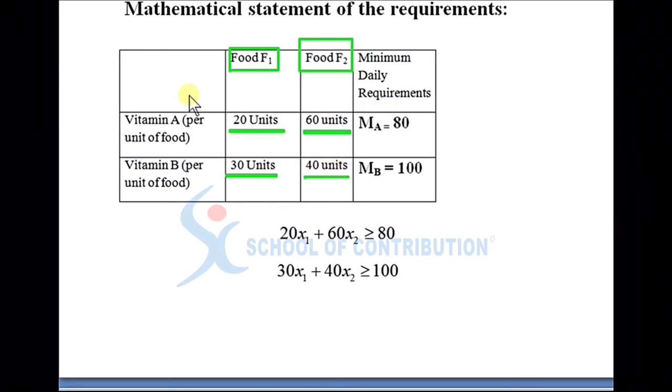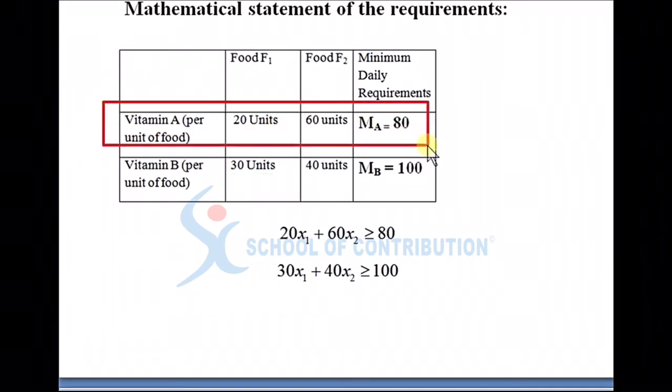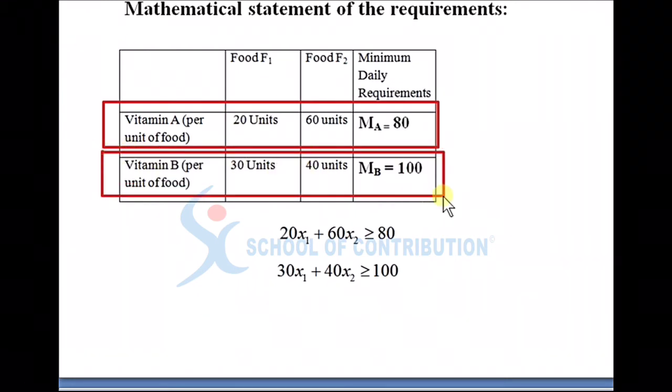Now if we look at this horizontally, if we add it horizontally, we easily get it. So this is the vitamin A requirement from the food F1 and F2. This is the vitamin B requirement from the food F1 and F2. Now we can easily see 20x1, because per unit of food F1 gives 20 units of vitamin A and per unit of food F2 gives us 60 units of vitamin A, and this is the total vitamin we get from food F1 and F2, and this must be at least 80. That means it should be the minimum daily requirement, which is 80.